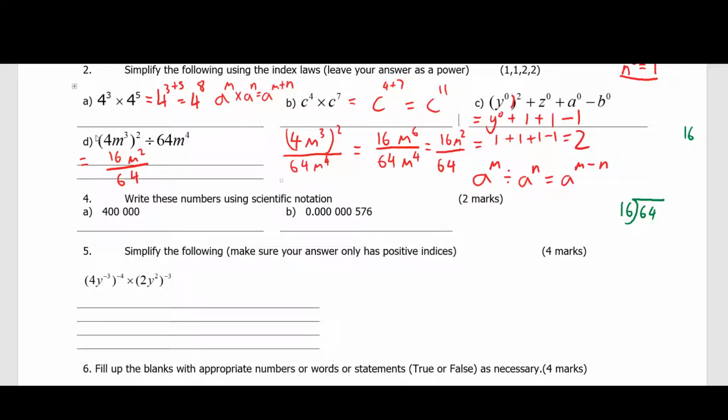We've got 16. Then we got 32. Okay. Then we're going to have 48. Okay. Then we're going to have 64. So it's 4 times. So here it's going to be 1/4 m squared.